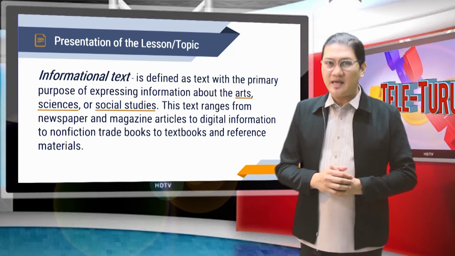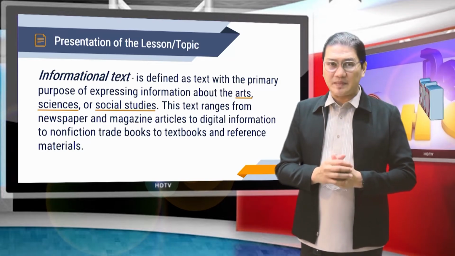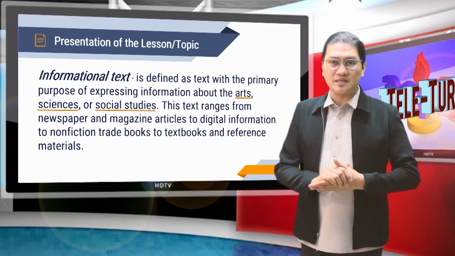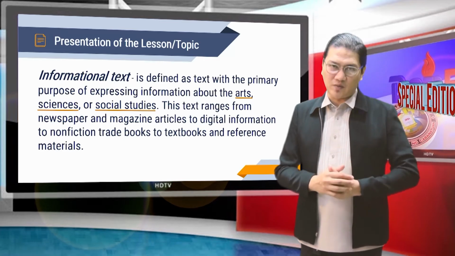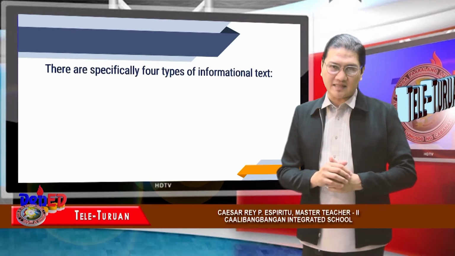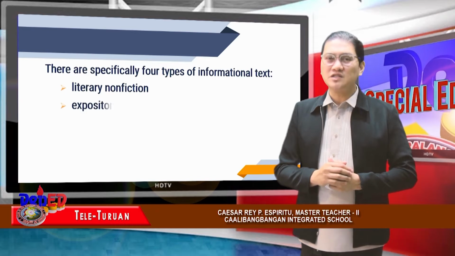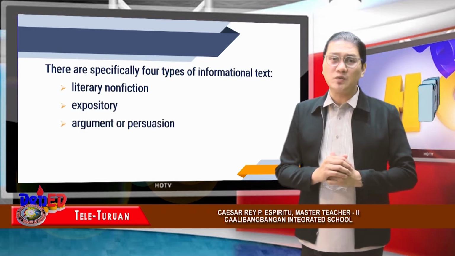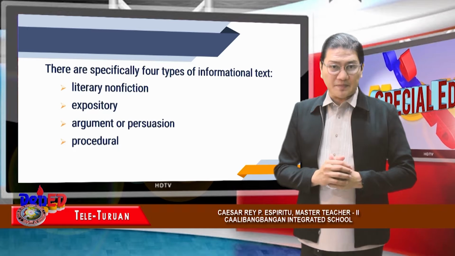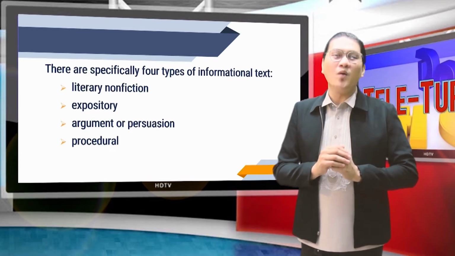In other words, children, it is a nonfiction writing written with the intention of informing the reader about a specific topic. It is typically found in magazines, science or history books, autobiographies, and instruction manuals. There are specifically 4 types of informational text, namely literary nonfiction text, expository text, argument or persuasion text, and procedural text. What are those types again, kids? Very good. Now, let's get to it one by one.